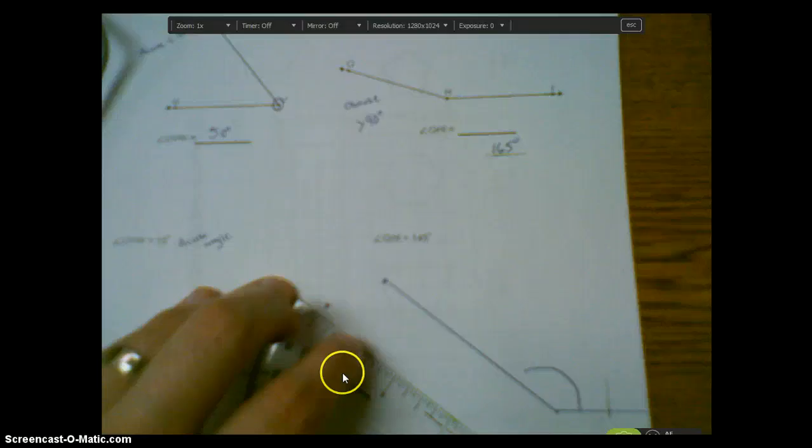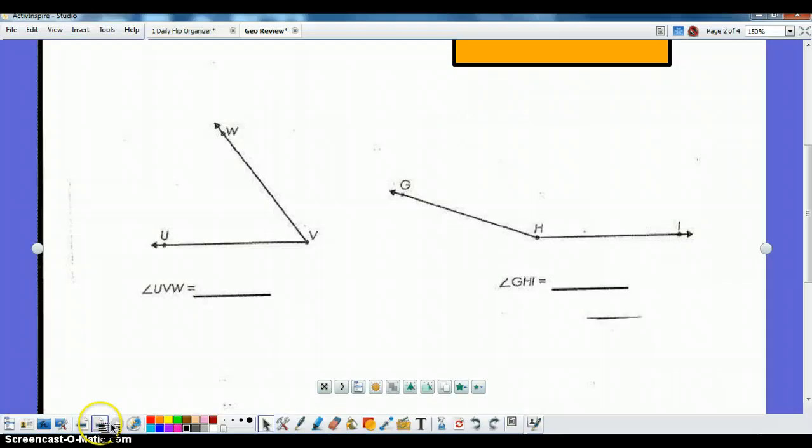All right, let's flip it over. Here we go. Next page.